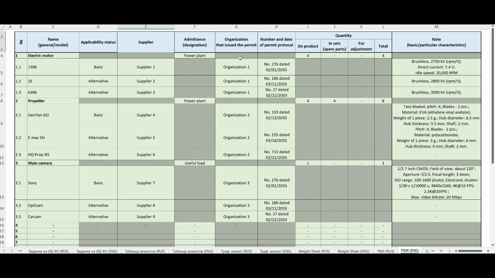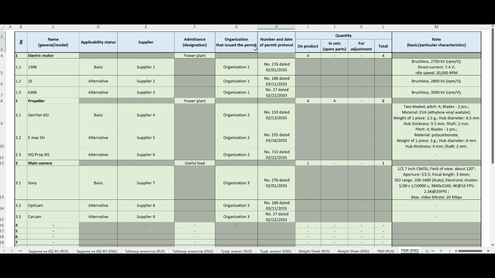the basic option. Filling in the columns, the organization that issues the permit and the column number and date of the permit protocol, is performed in accordance with the instructions and protocol formats given in GOST 2.128 of the Unified System of Design Documentation, Procedure for use of purchased products.